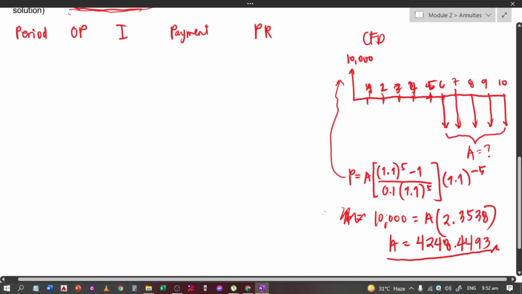Ayan, sulat natin. Ilan ba yung period natin? So, based dito sa CFD natin, ang period natin ay 10. So, meron tayong 10 periods. 1, 2, 3, 4, 5, 6, 7, 9, 10. Yan. So, magkano yung payment natin? 4248. Pero, kung mapapansin nyo, yung payment natin, again, nag-start siya sa period 6. So, from period 1 to period 5, wala tayong payment. So, mag-start lang yung payment natin sa year 6 hanggang dun sa year 10. I mean, period 6 to period 10.